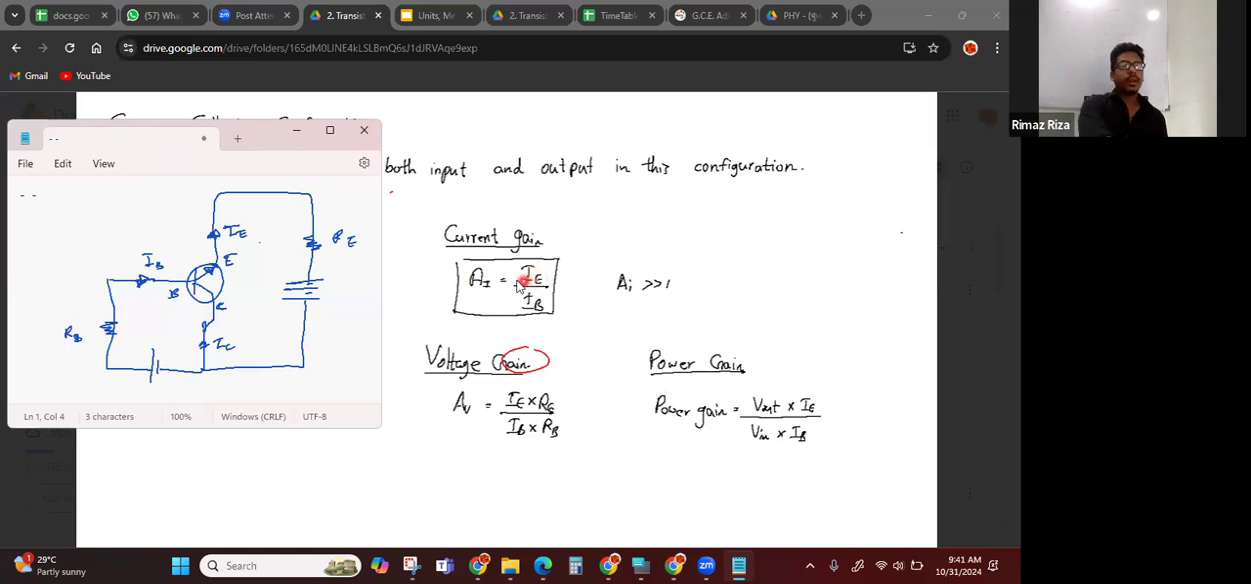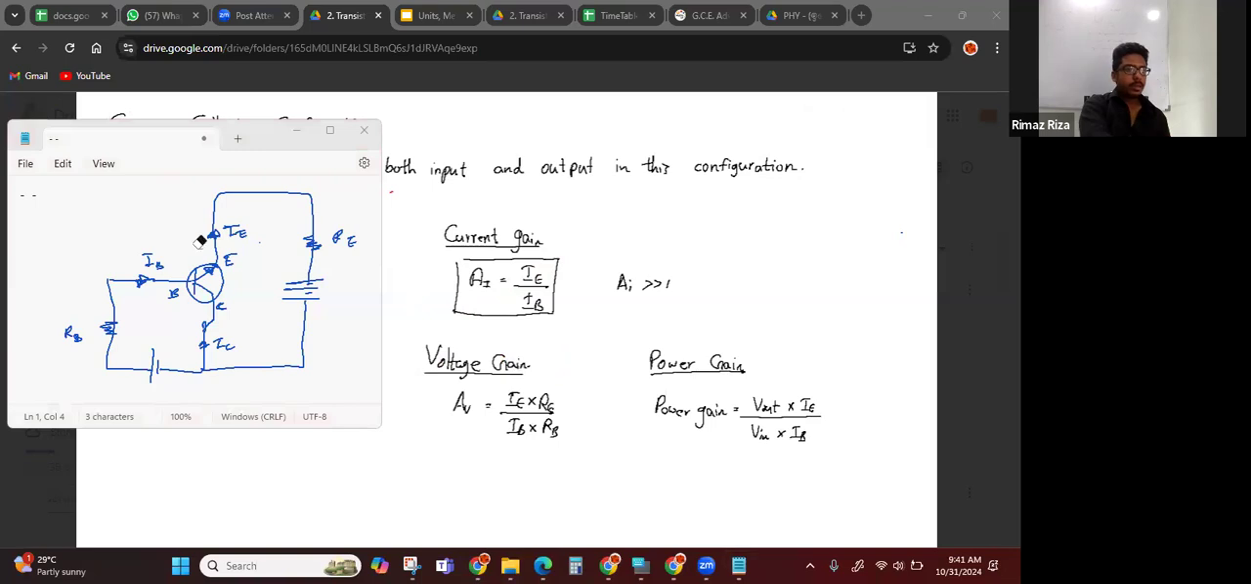Okay, so here the current gain is output current divided by input current. Output current is the current through the output, IE, and the current through the input is IB. So IE over IB, and we know IE is greater than IB. Therefore current gain is large.